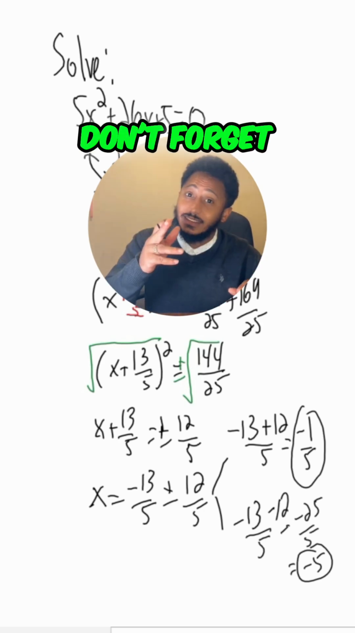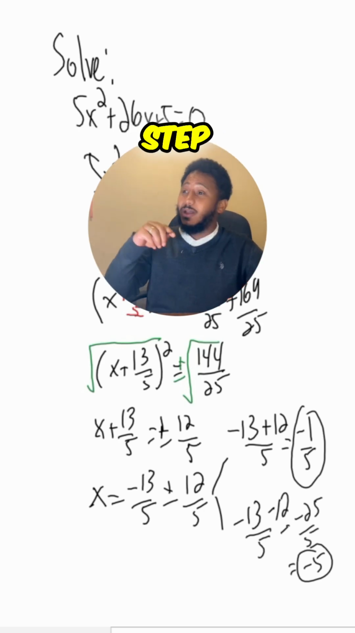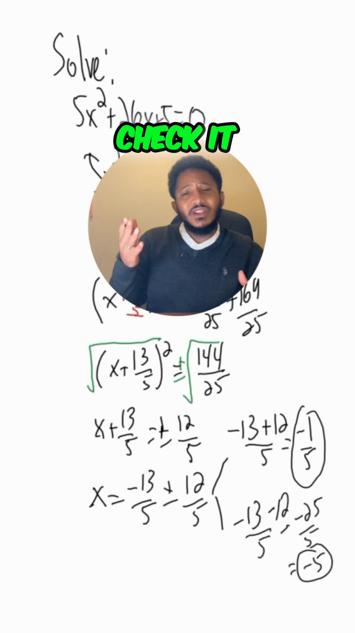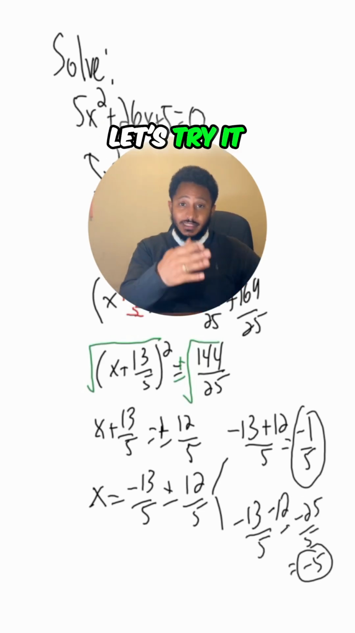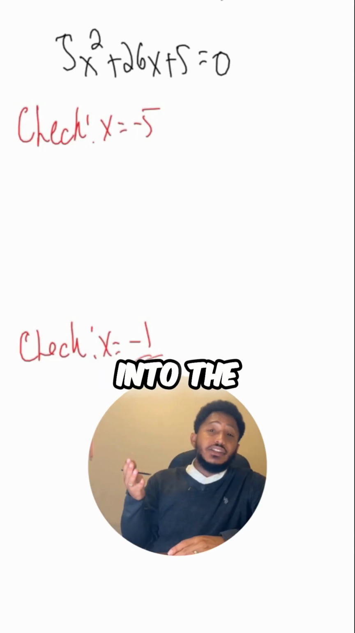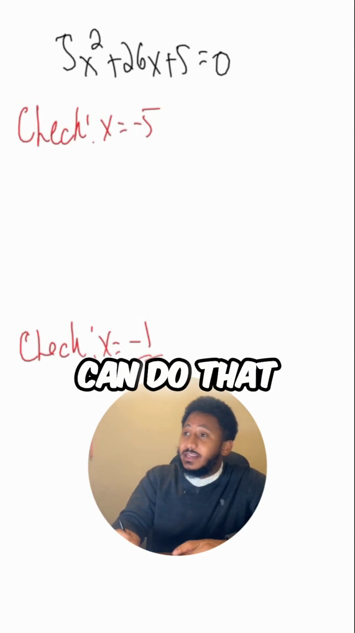Now, don't forget our Nike step, our check step. Okay, don't forget to check it. How do you check it? You plug those back into the original equation and see if we get a true statement. Okay, let's try it. So we're checking. We plug it back into the original, see if we get a true statement. Let's see what we get.